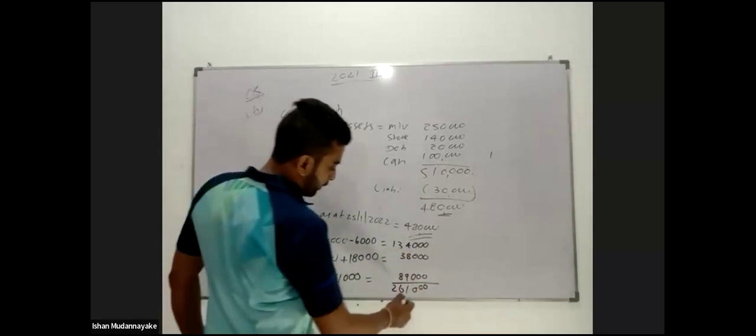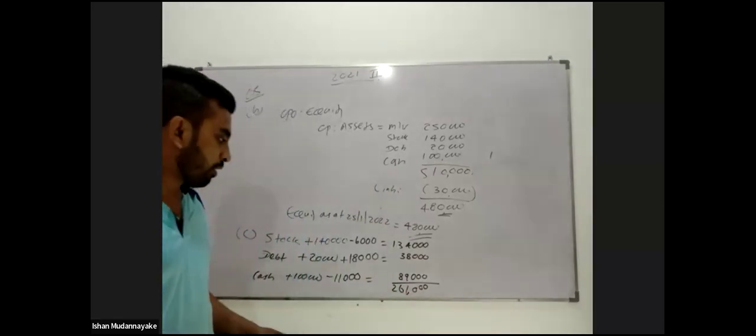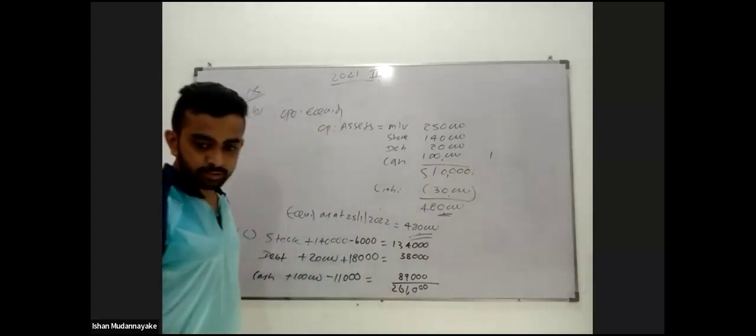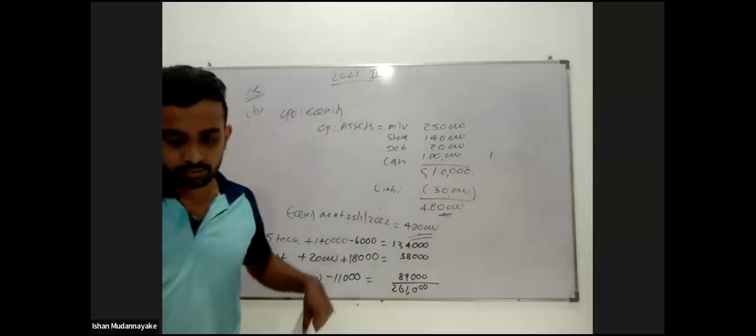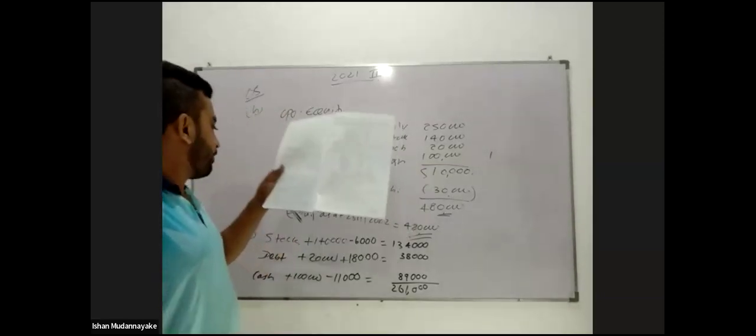261,000. Is it correct? So my total current assets is 261,000. Is it correct? Yes, right. Is it correct? Yes, sir. Right. My total current assets 261,000. And next question.